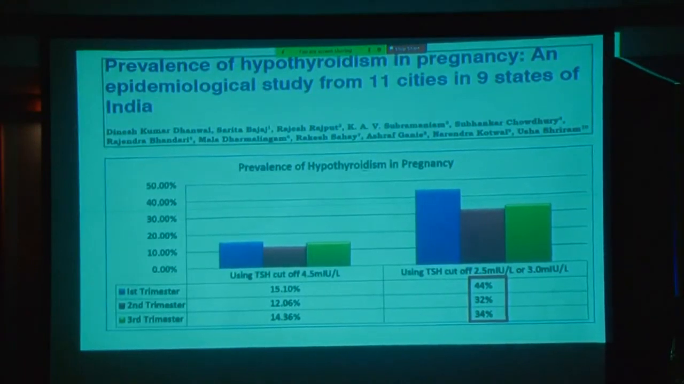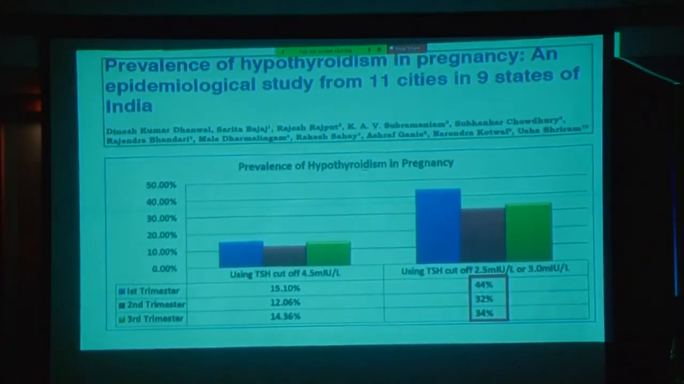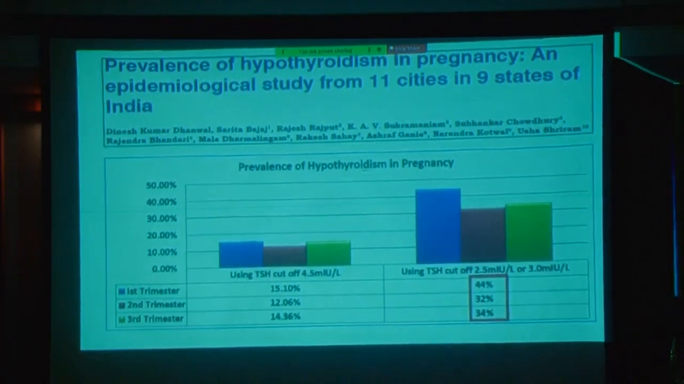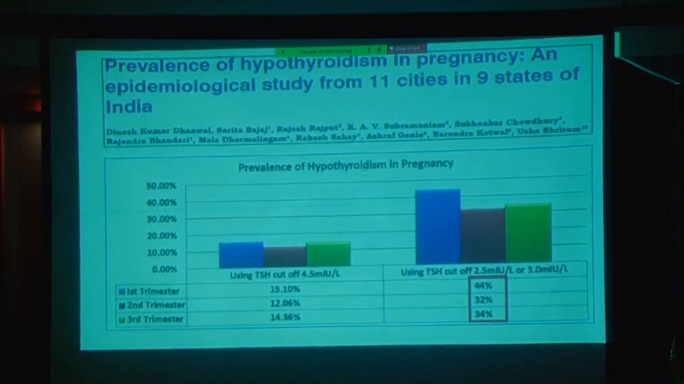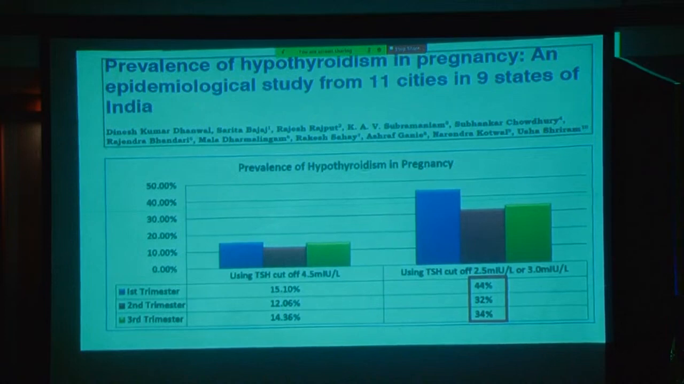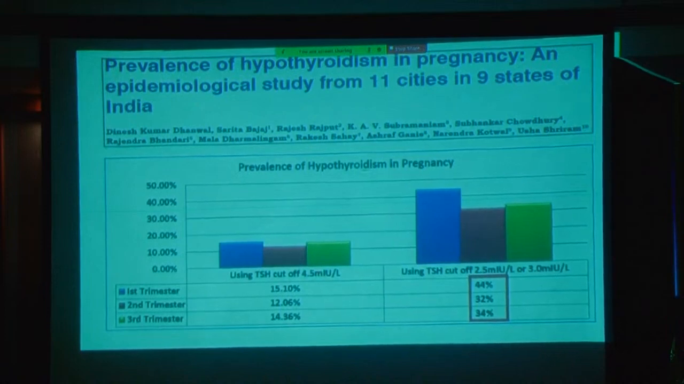Now, what is the prevalence of hypothyroidism? The prevalence depends on what you are taking as a cutoff point. If you take the cutoff point as 4.5, that is, you take 0.5 to 5 or 0.5 to 4.5 as normal, then the prevalence of hypothyroidism is 15.1. If you bring down the TSH value to 2.5, the prevalence goes up. So it's a huge problem, whatever cutoff value you are taking.